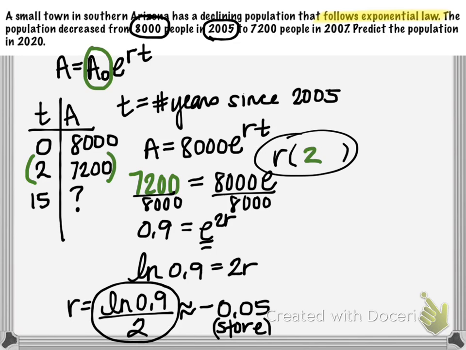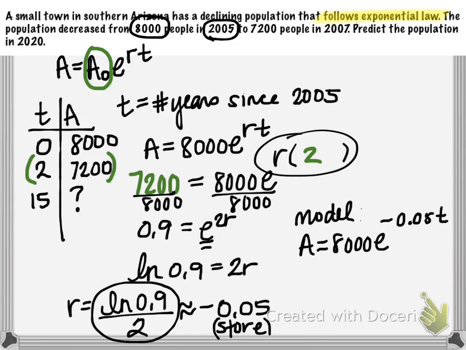All right, so now we can write our model. The exponential model for this situation, remember the model is just the equation that relates the variables in a scenario, will be A is equal to 8,000 e raised to the negative 0.05 times t power. That's my model. And now we want to know how many people there will be when time is 15. So that's looking for A of 15.